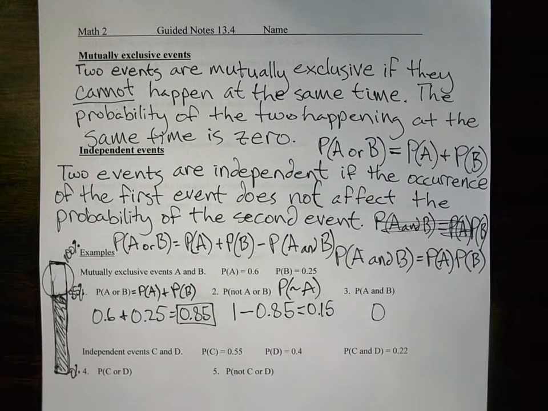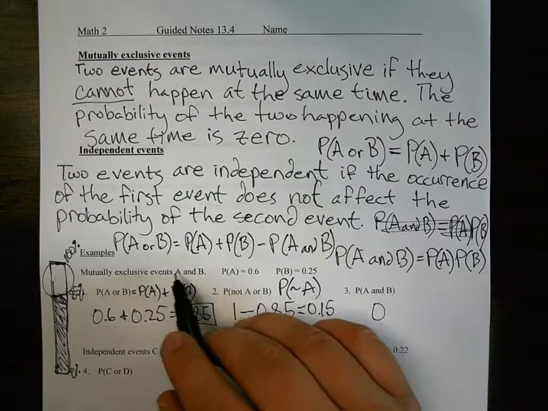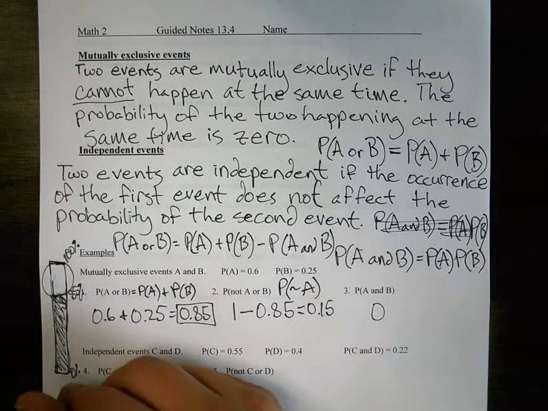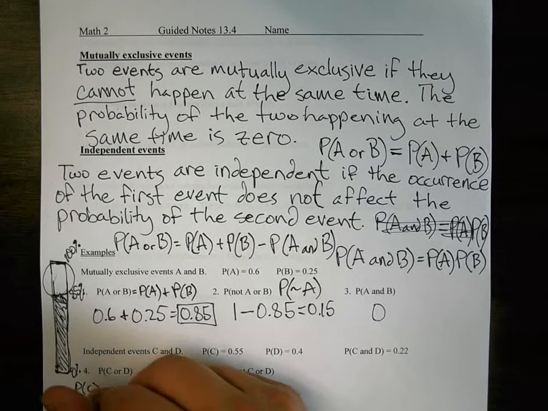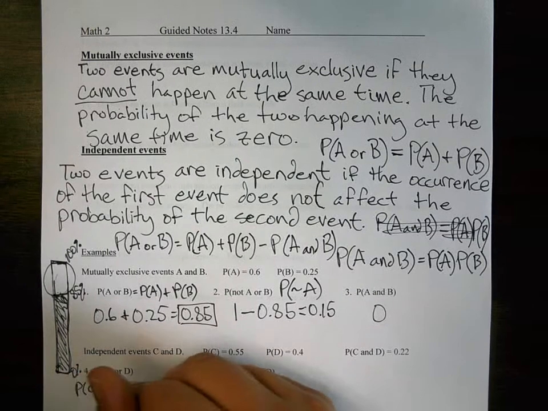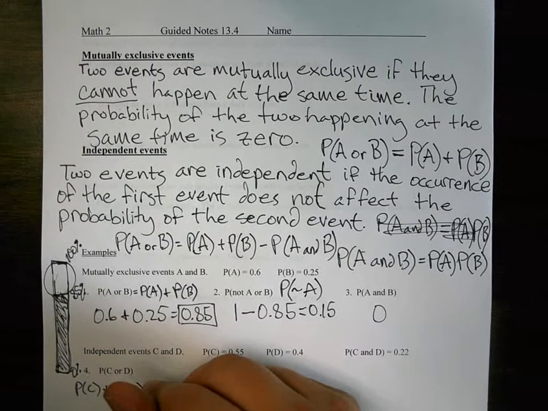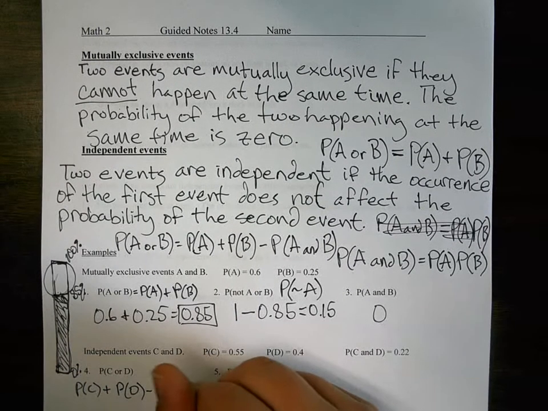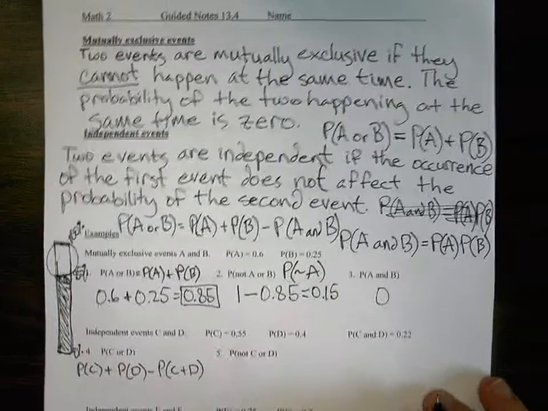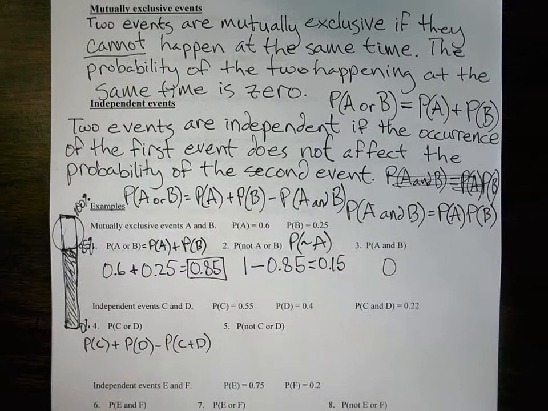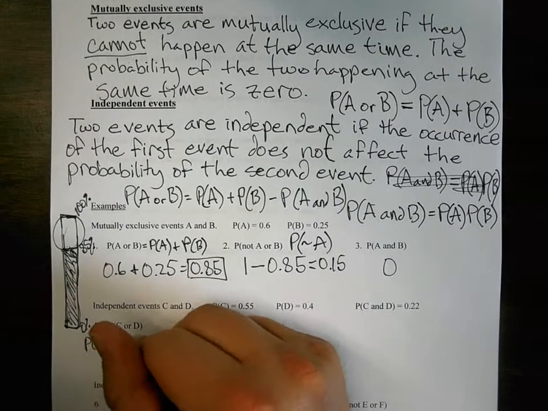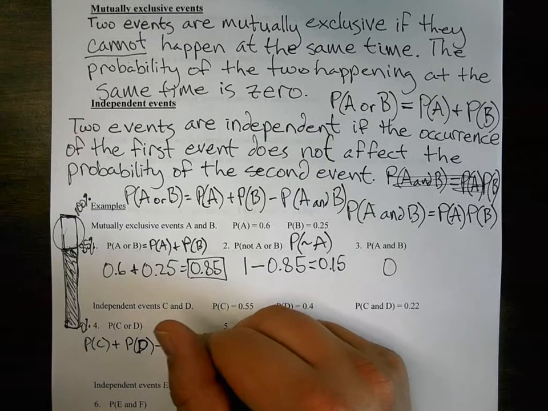Okay, so for the probability of C or D, we're given a formula for that. It's just the probability of C plus the probability of D minus the probability of C and D. That's a D, not a 0, sorry. Poorly drawn.